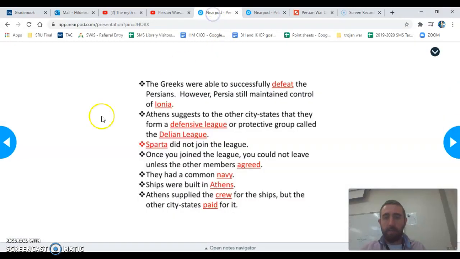And that takes us to our Nearpod here. So after the war, Athens kind of says to the rest of the Greek cities, hey, this defensive league, this protective league, the Delian League, this alliances.